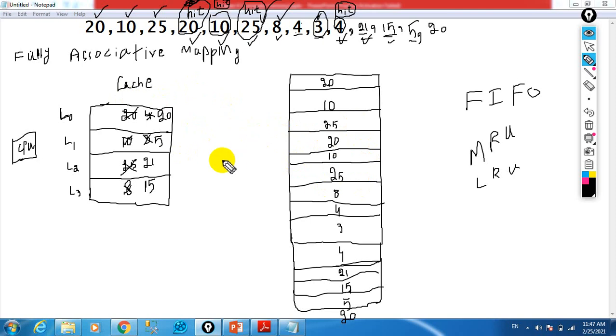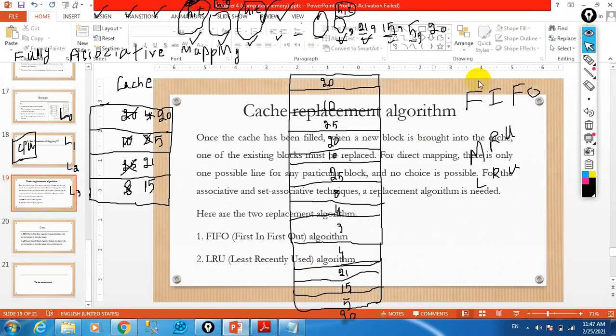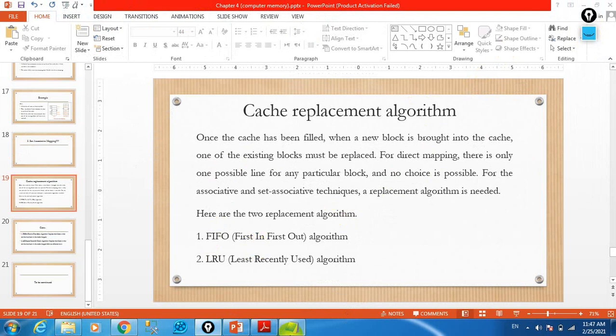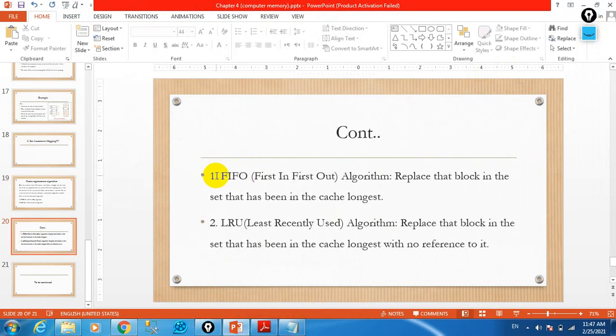So if you have any question related to these two techniques, okay, then you can ask. Now in the slides, what we have about FIFO and LRU algorithm: FIFO, first in first out algorithm, replaces that block in the set that has been in the cache longest.